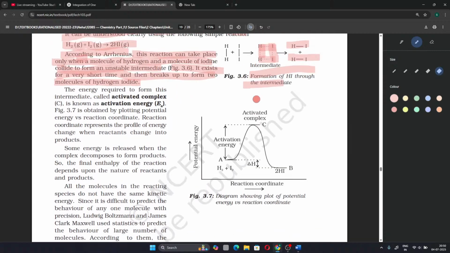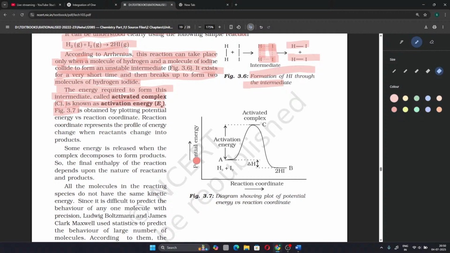Fine. The energy required to form this intermediate, called the activated complex. Basically, they are calling this intermediate the activated complex. Fine, so many names, but fine. It is denoted by C, I believe. Here it is given. The energy required to form this intermediate or the activated complex is known as activation energy, denoted by E subscript A.